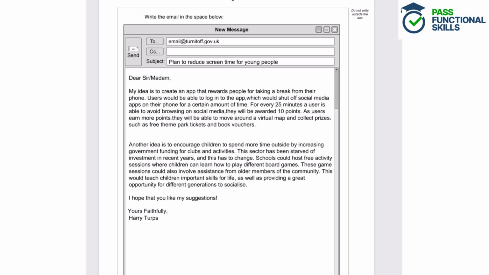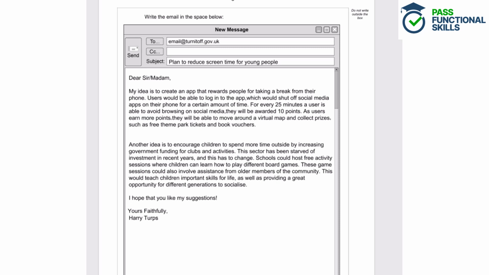Another idea is to encourage children to spend more time outside by increasing government funding for clubs and activities. This sector has been starved of investment in recent years, and this has to change. Schools could host free activity sessions where children can learn how to play different board games. These game sessions could also involve assistance from older members of the community. This would teach children important skills for life, as well as providing a great opportunity for different generations to socialise. I hope that you like my suggestions. Yours faithfully, Harry Terps.